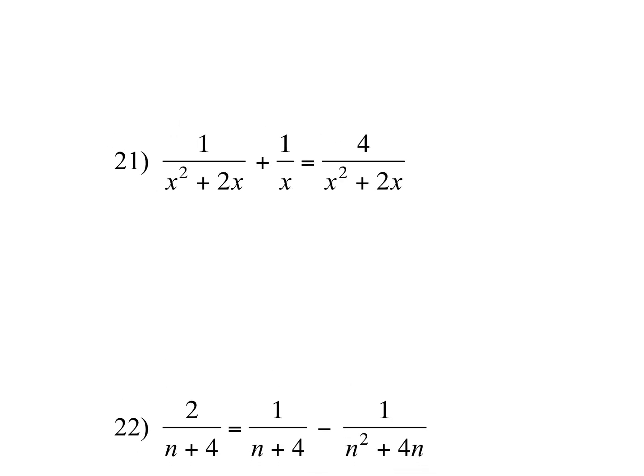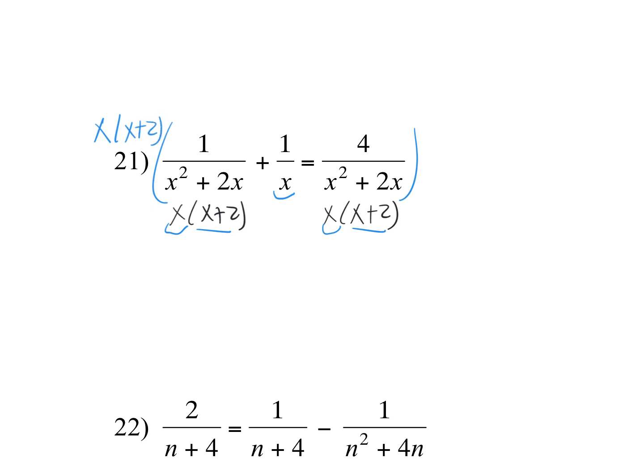You might see x squared plus 2x and the x, and you want to multiply by both of them. But with all of these, you want to make sure that everything is fully factored, to make sure you're not excessively multiplying. Because when you factor out an x from x squared plus 2x, we get x times x plus 2. Same thing here, x times x plus 2. And because x is a factor in all three of them, let's multiply this entire equation by x. And then because they share an x plus 2, let's multiply by x times x plus 2.